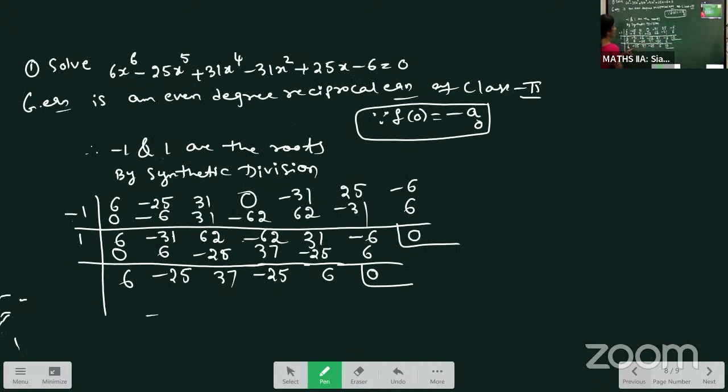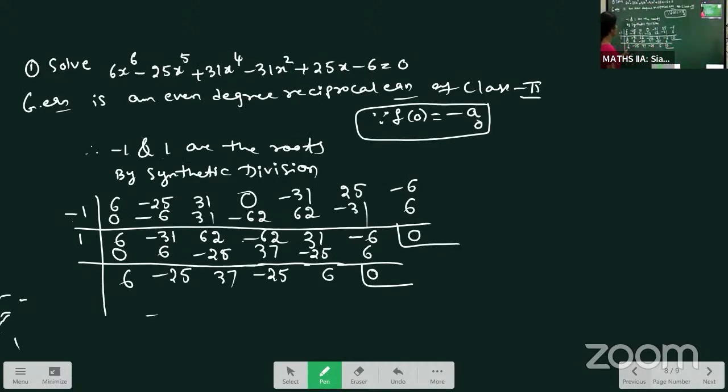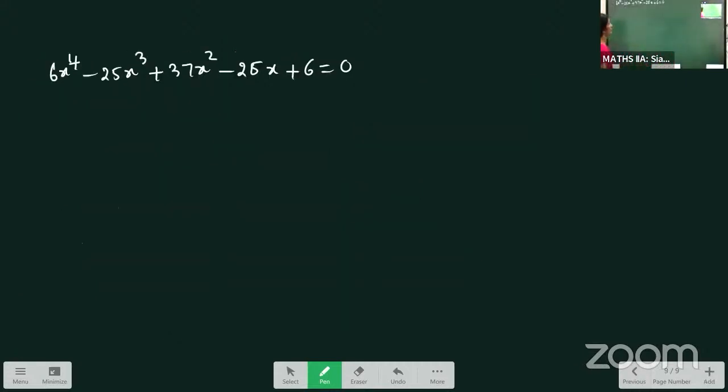6x to the power 4 minus 25x cube plus 37x square minus 25x plus 6 is equals to 0. Is it not? Just check once. 6x to the power 4 minus 25x cube plus 37x square minus 25x plus 6. It is a fourth degree equation.